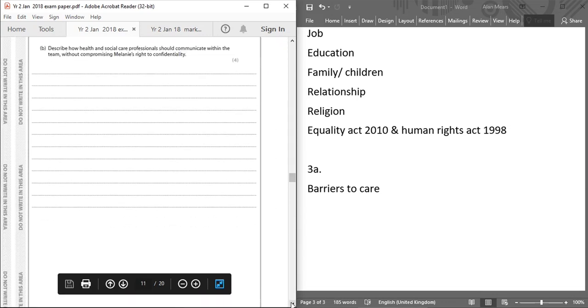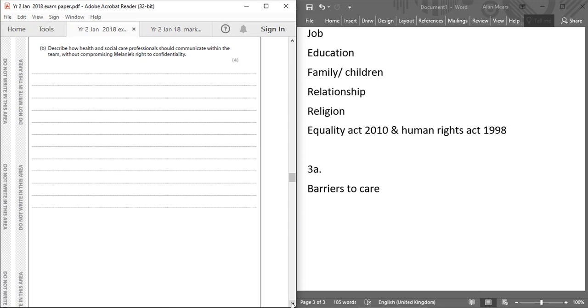2B, so it says describe how health professionals could communicate within a team without compromising confidentiality. Despite the long wording of the question, it's basically how can a group of professionals share information? So this is a confidentiality question. How do they protect confidentiality when working with a patient?